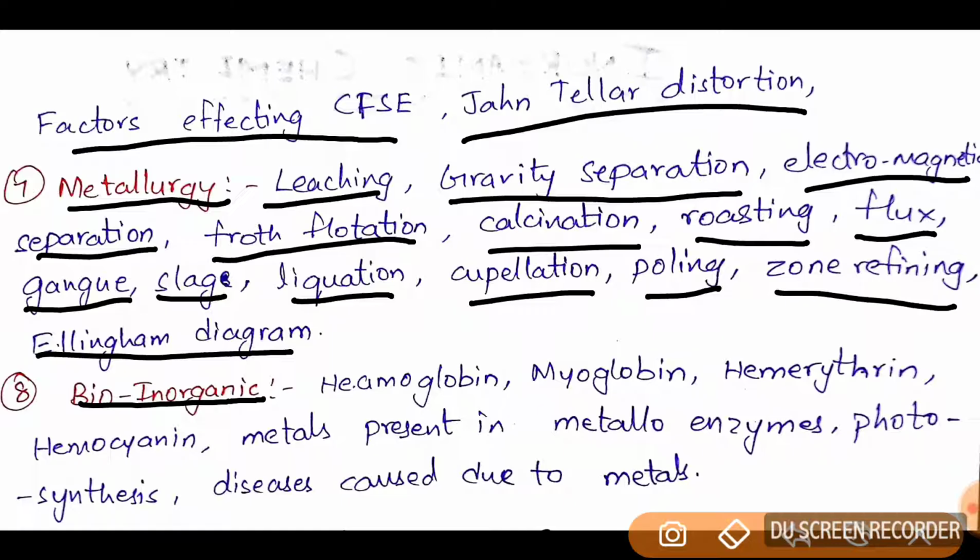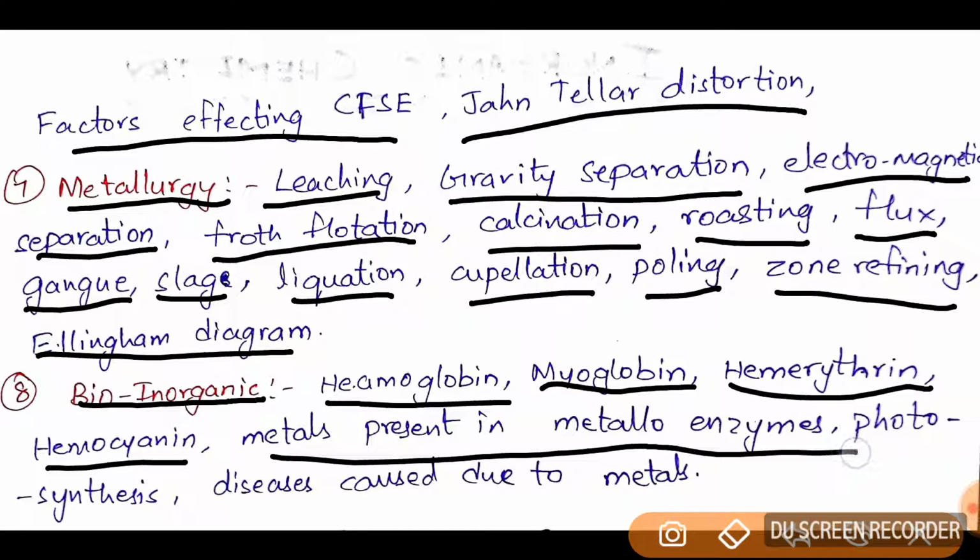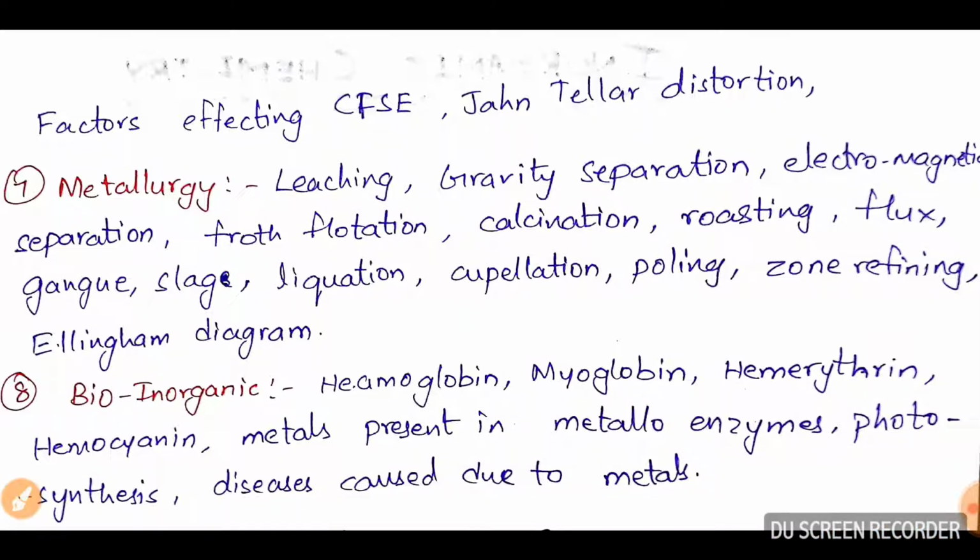So from bioinorganic: hemoglobin, myoglobin, hemerythrin, hemocyanin, metals present in metalloenzymes, photosynthesis, diseases caused due to metals. So these are the important areas of bioinorganic, guys. And this is all about inorganic chemistry for NTPC.